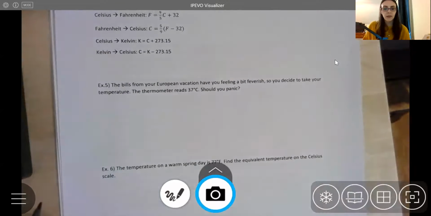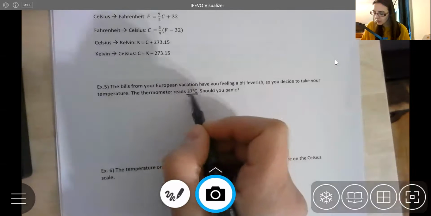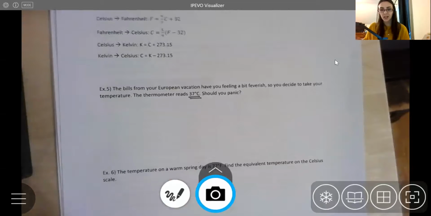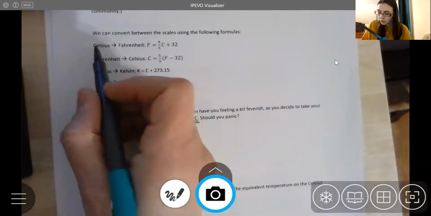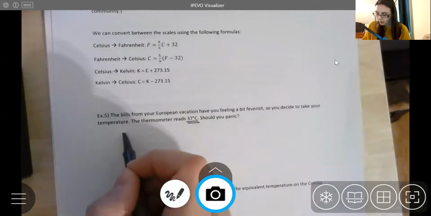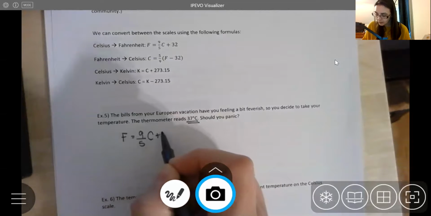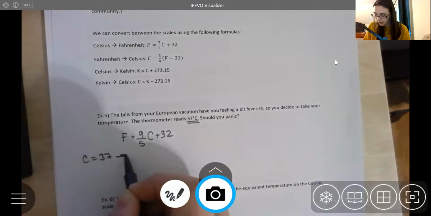All right, so the bills from your European vacation have you feeling a bit feverish, so you decide to take your temperature. The thermometer reads 37 degrees Celsius. Should you panic? Well, being that most of us in class are probably from the United States or used to using Fahrenheit, let's change this to Fahrenheit so that we have a better understanding here. To go from Celsius to Fahrenheit, we're going to use the formula. Now, F is for Fahrenheit here and C is for Celsius. My C is 37 degrees, so I'm going to plug it right into the formula.